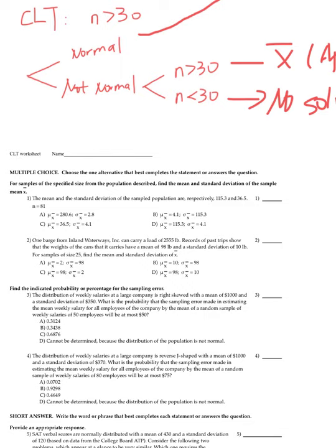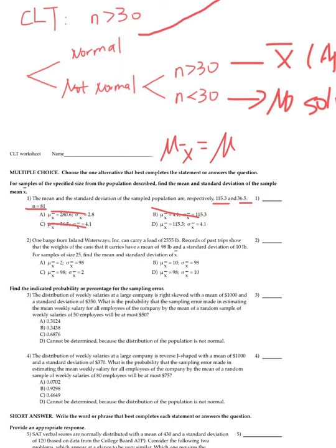For number 1, the sample size is equal to 81, and we have the population mean and population standard deviation. We know the population mean is equal to this number, so we can eliminate this. We can eliminate this because we have mu X bar equal to mu. So this is our formula for central limit theorem, right? So we can eliminate A, B, C, and we can only choose D.